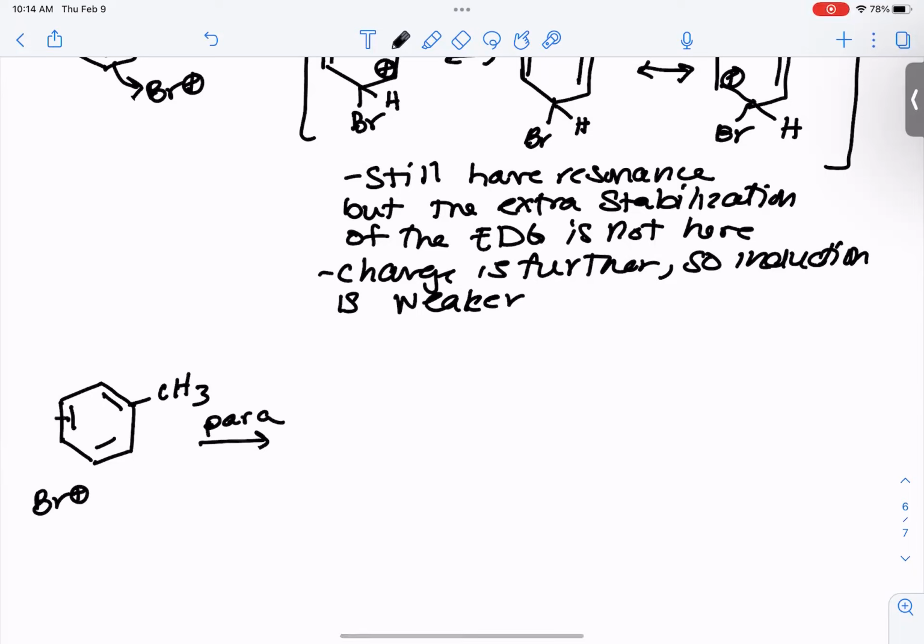All right, so the pi electrons go after the bromine. The bromine has to add para to that methyl group. Okay, so that is the first structure that you get. Draw the other two resonance structures that are going to occur for this type of substitution.